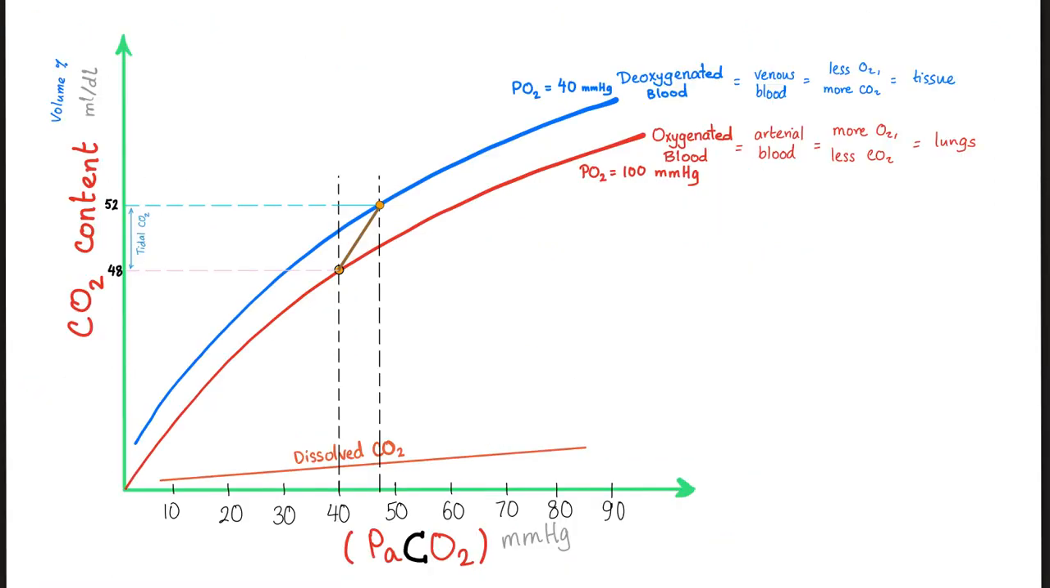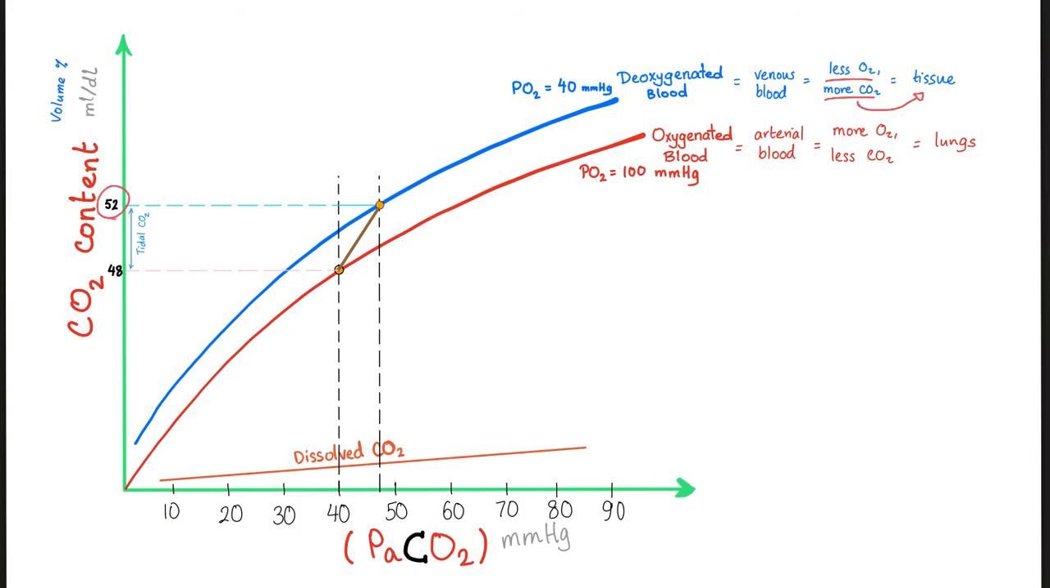Here is the carbon dioxide dissociation curve. CO2 content here and PaCO2 here on the horizontal. This is the dissolved CO2. Let's look at the blue line first. What's the blue line? This is the venous blood, deoxygenated blood. It has less oxygen, more carbon dioxide. This happens at the tissue because the tissue has less oxygen and more carbon dioxide. That's why the tissue gives carbon dioxide to the hemoglobin.